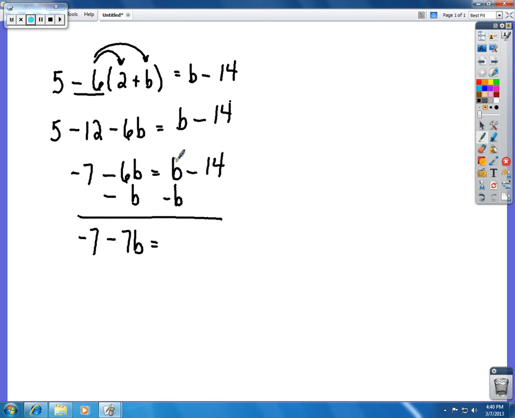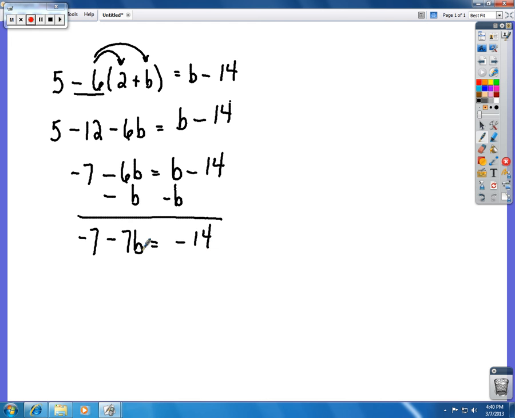These cancel, because we've got positive b minus b, which would give us 0. And again, that's what you should get. When you move terms, they should be canceling on one side. If that doesn't happen, that means you need to go and reevaluate what you did. So those have gone away. And now we're just left with negative 14 on this side.